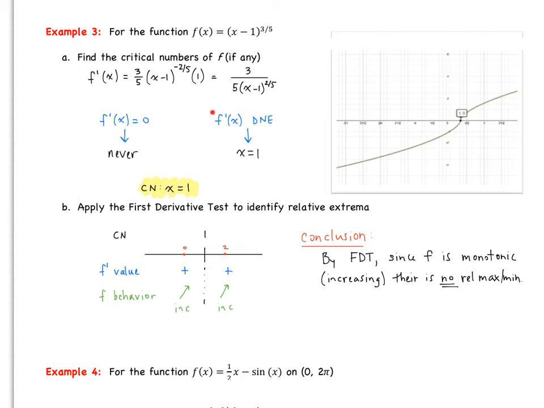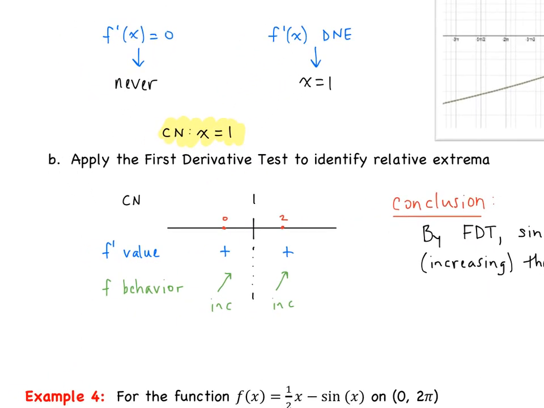Finding our critical numbers, it's either when f prime equals 0, in this case it will never equal 0, or when f prime does not exist. In this case, it's when x equals 1. So our critical number is when x equals 1. So now we can apply that first derivative test by drawing in our number line. I identify my critical number and I kind of split my line accordingly.